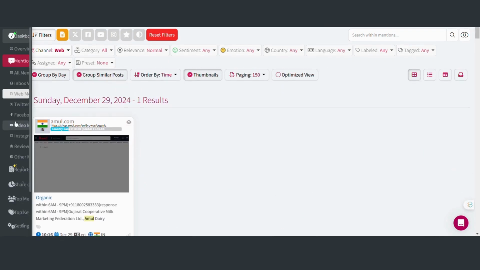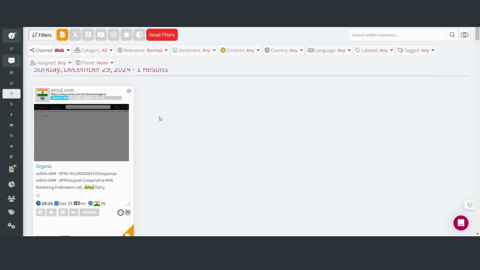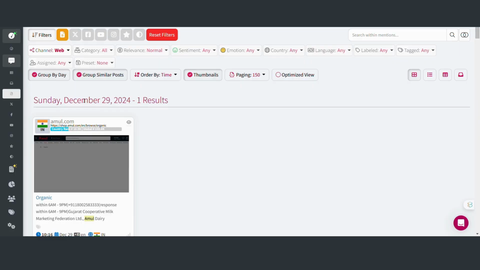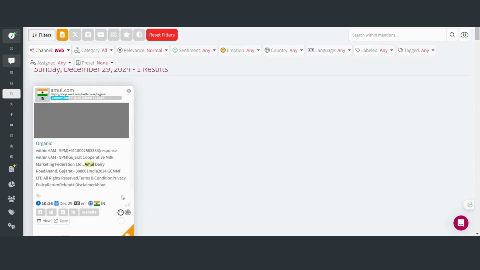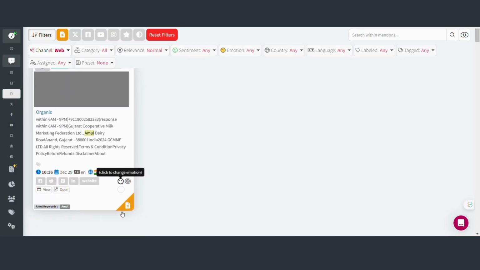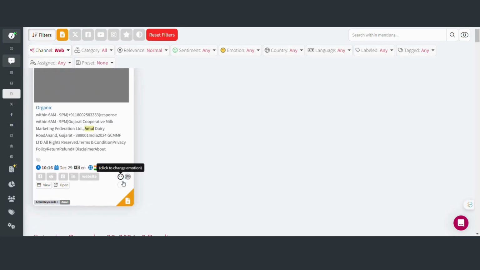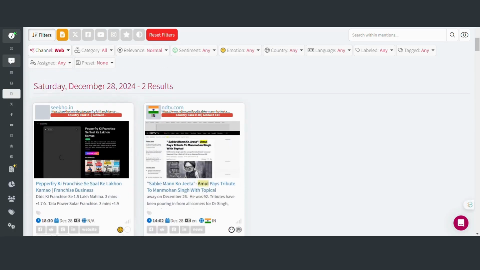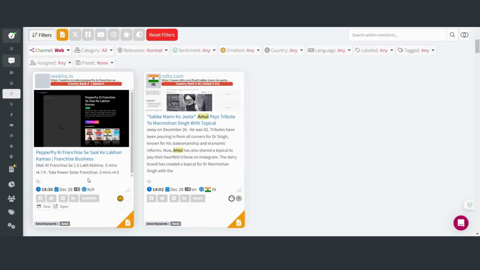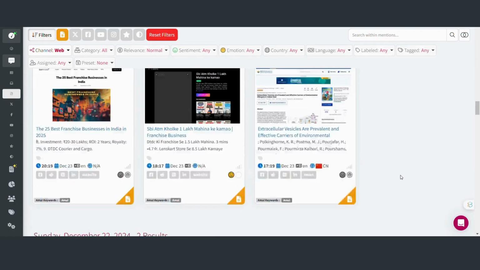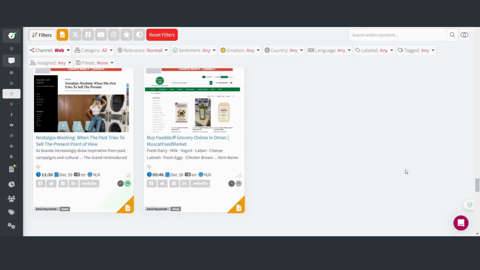Here you can see all the articles that mention Amul on 29th December 2024, with only one result recorded. And this is the sentiment that has been attached to this specific mention. Again, on the 28th of December, two results have been recorded, and this specific article right here has a positive sentiment attached to it. This goes up till the period I have set, from 1st of November to the 29th of December.